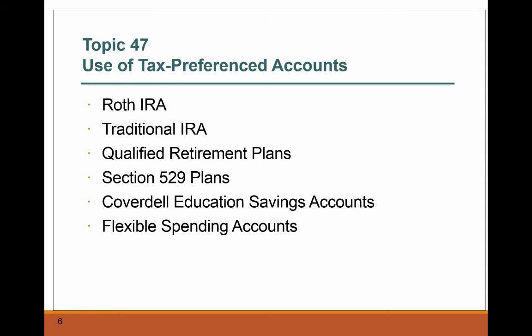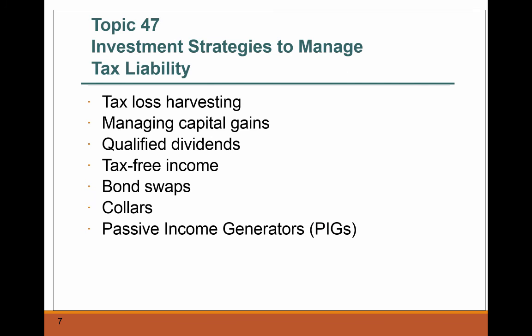Then you might want to use tax preferenced accounts like Roth IRAs or some traditional IRAs, maybe qualified retirement plans, maybe flexible spending accounts, FSAs. You might also want to use Section 529 plans to pay for college education, or other educational savings accounts. So that just kind of gives it to you pre-tax. If you have those situations, you might want to look at them.